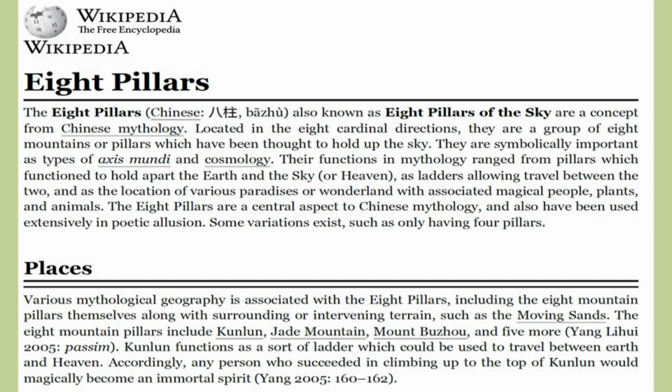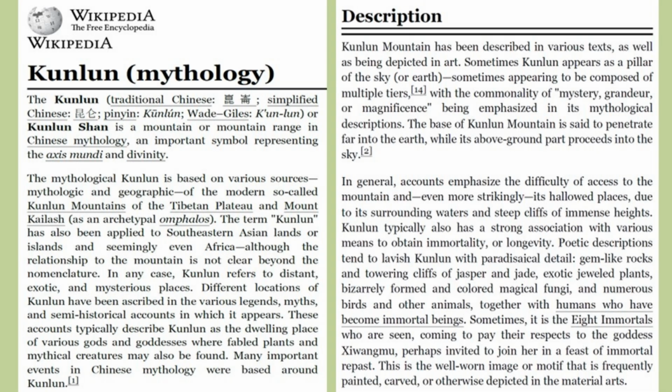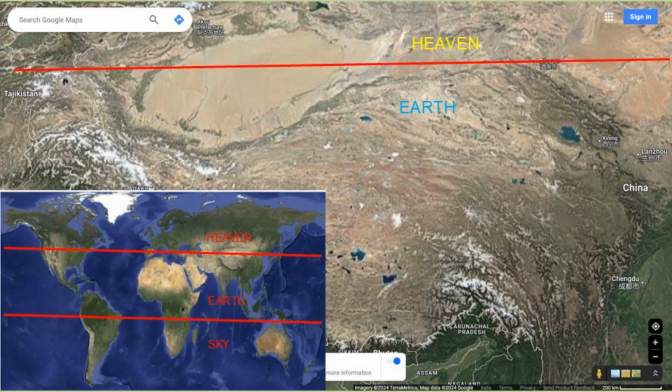As already mentioned, the pillars of the sky are 8 in number. Therefore, these 8 extensions of the Kunlun mountain are the 8 pillars of the sky. It is also said that the base of the Kunlun mountain is buried deep into the earth and the upper portions reach the sky. As you can see in this slide, the Kunlun mountain falls under the earth segment, which appears to be buried deep in the earth.